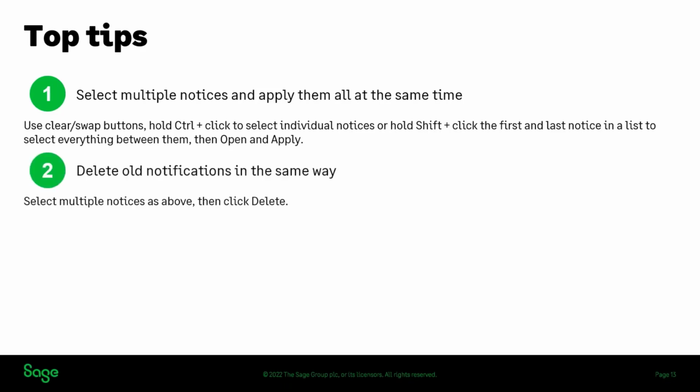Similar tip for tip 2. If you've got a lot of old notifications, if you've just started using the Secure Mailbox and you want to get rid of all of the historical stuff you've dealt with, you can select multiple notices as described above. So holding Shift and clicking on the first and last one in a list would probably be the way you did this. And then you can click the delete option to delete them all at the same time.